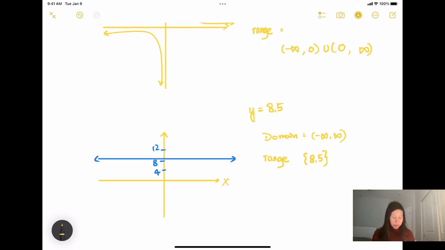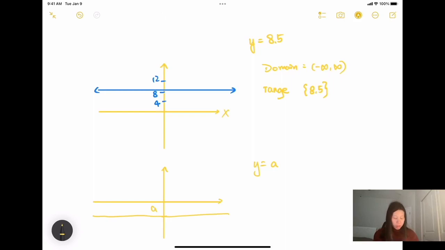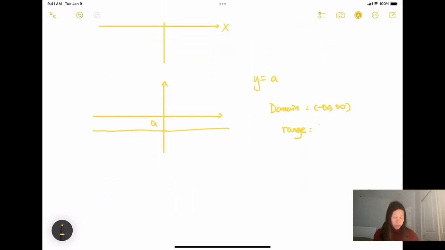So now let's say, to be more general, y can be any number, y equals a letter A, and here is our A. That's the graph of the function. What will be the domain? The domain is going to be negative infinity to infinity, right? The range, if we write it in set notation, the range should be what? Y, such that y equals A.